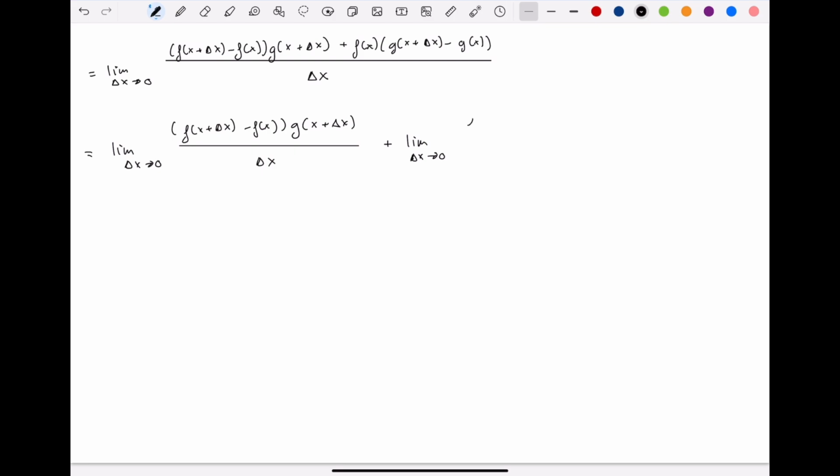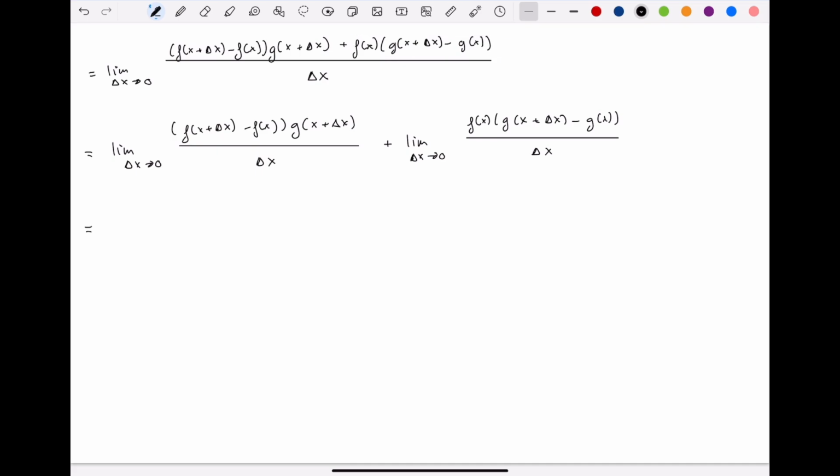0 of f of x times g of x plus delta x minus g of x. Again, all of that over delta x. So all we have done is we have separated these two expressions right here.